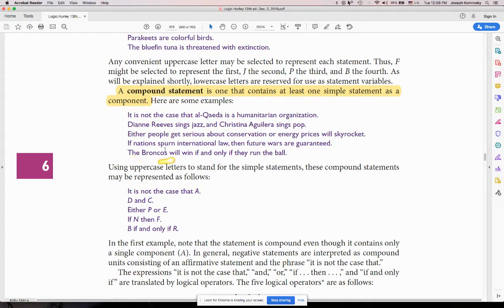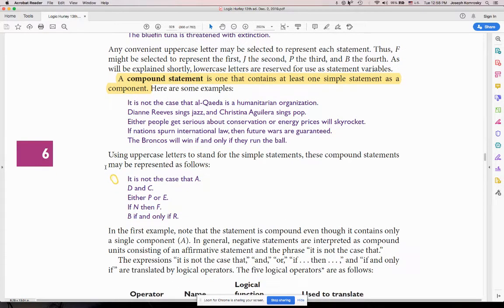And then down here, the Broncos will win if and only if they run the ball. The Broncos will win, B. If and only if, R, run the ball. So we're taking English, we're simplifying it. It turns out you could simplify it even more. We could drop the "it's not the case that," and we can give a symbol to represent that, which is a tilde. We'll see in a second.